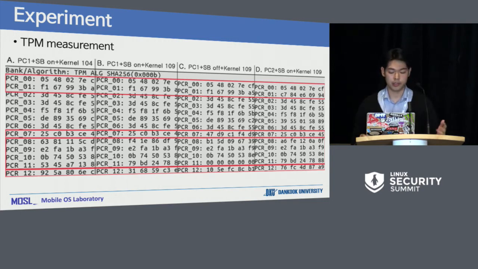First, case A: PC1 with kernel version 1 and secure boot on. Case B: PC1 with kernel version 2 and secure boot on, which represents a software change. Case C: PC1 with kernel version 2 and secure boot off, which will represent a firmware option change. And finally, case D: PC2 with kernel version 2, secure boot on, which will represent the hardware change. And we have confirmed that the PCR12 on the last line has changed under all circumstances. And it shows that if anything changes, it will be reflected in the PCR12.